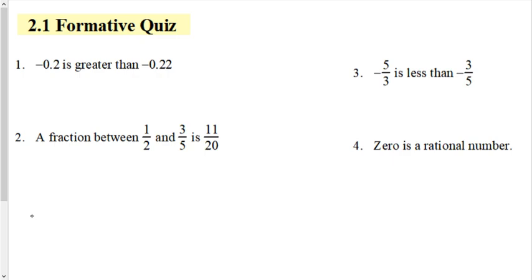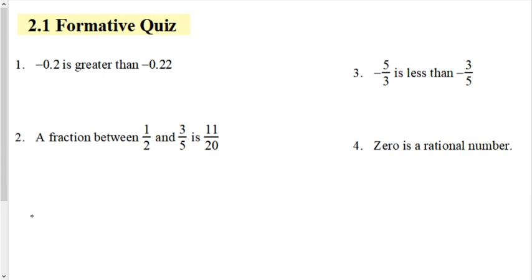Now, please pay attention to how I solve this, because on your test, I have an expectation how true and false will be solved. If you don't show work, you don't get a point. Even if your answer is correct, you might not get any points for it. So it says negative 0.2 is greater than negative 0.22.